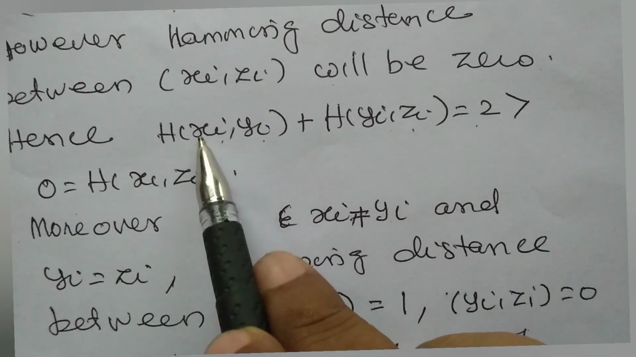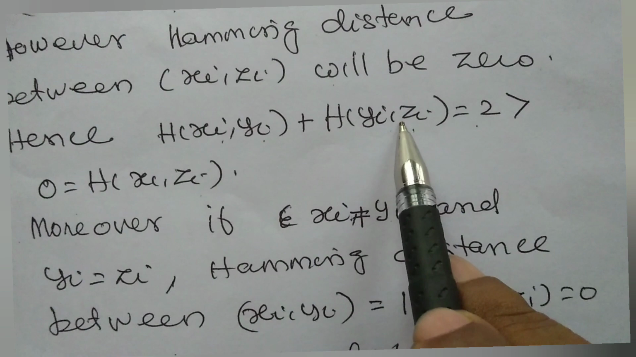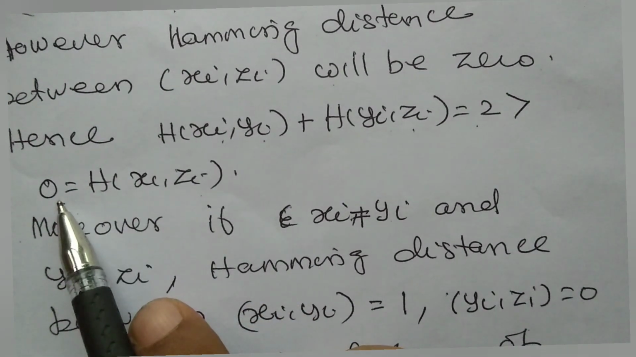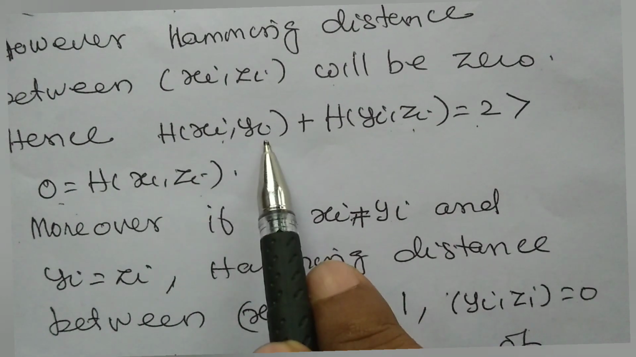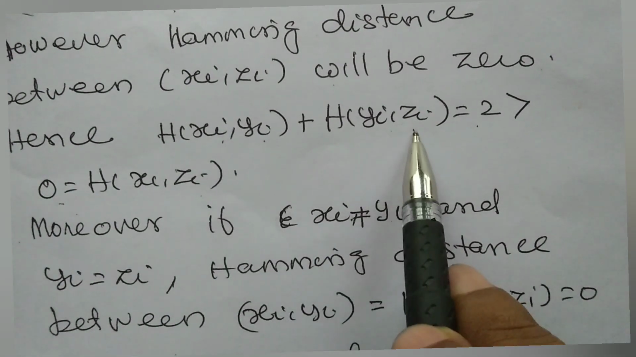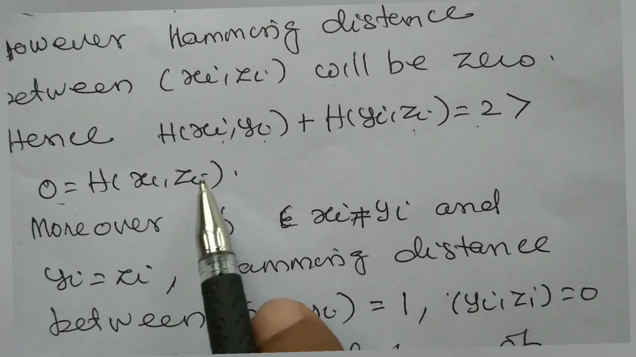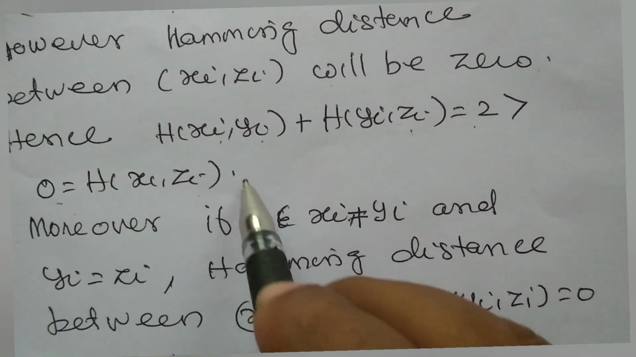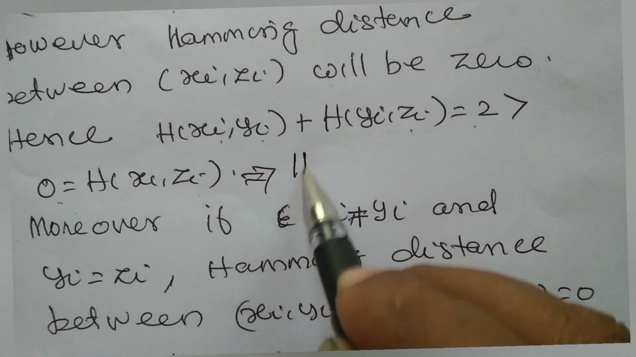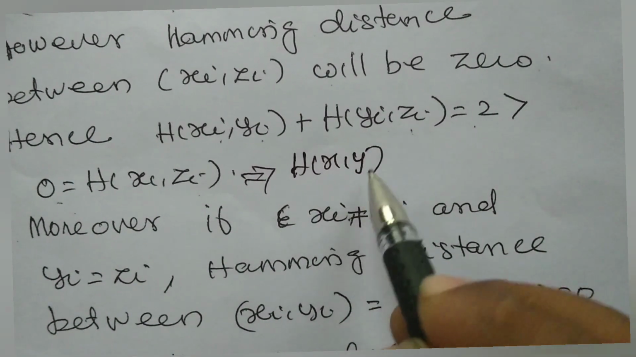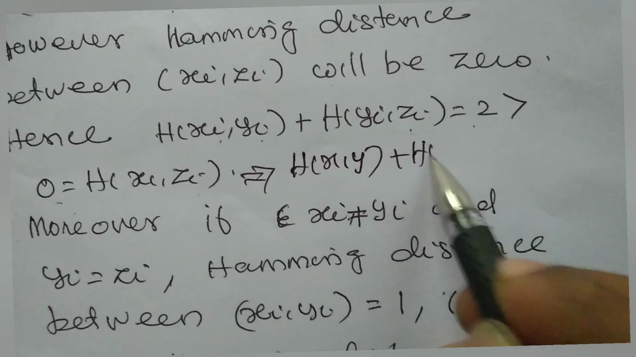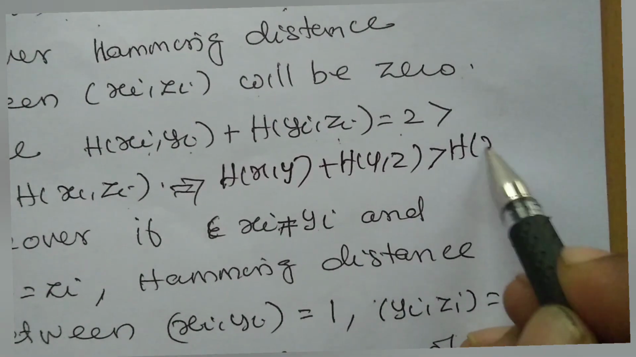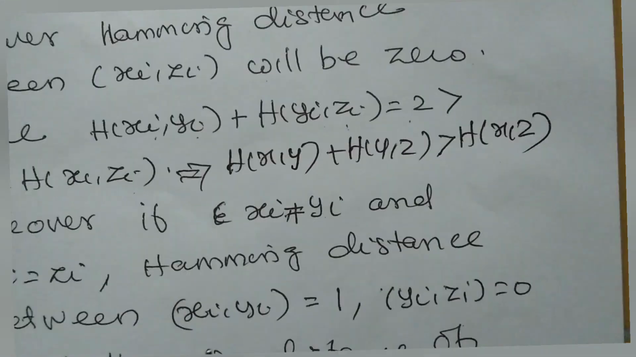These two are not identical, and these two are not identical, which implies these two are identical. That means its value is equal to 0. So h of xi yi plus h of yi zi is greater than h of xi zi. So from this we can write h of x comma y plus h of y comma z is strictly greater than h of x comma z.